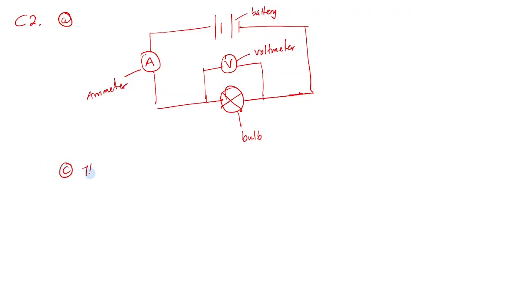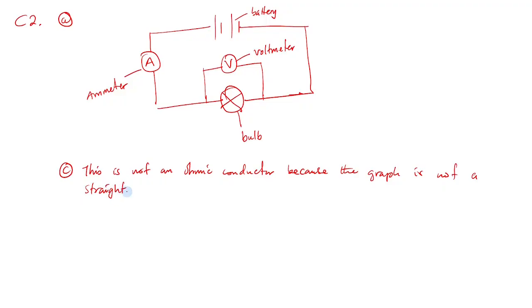You are saying this is not an ohmic conductor because the graph is not a straight line. So if the graph is not a straight line, then it is not an ohmic conductor.